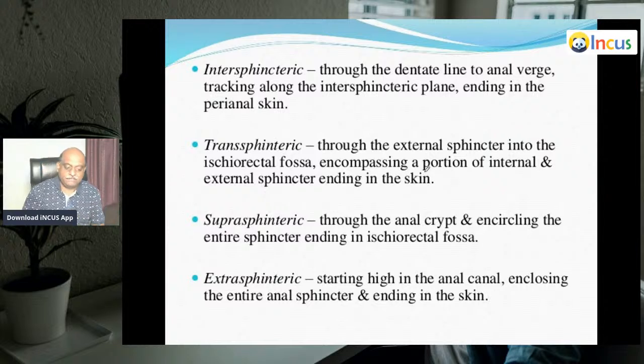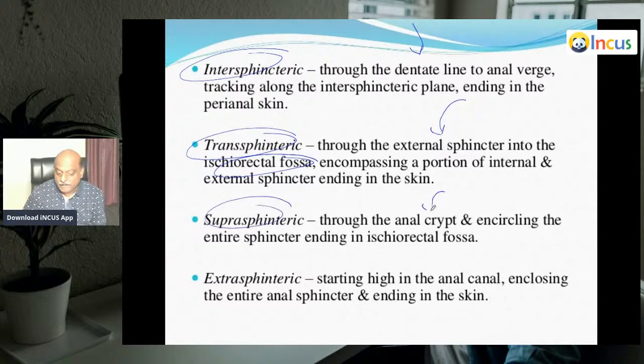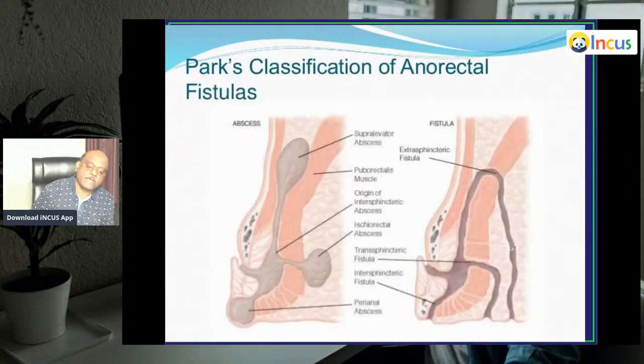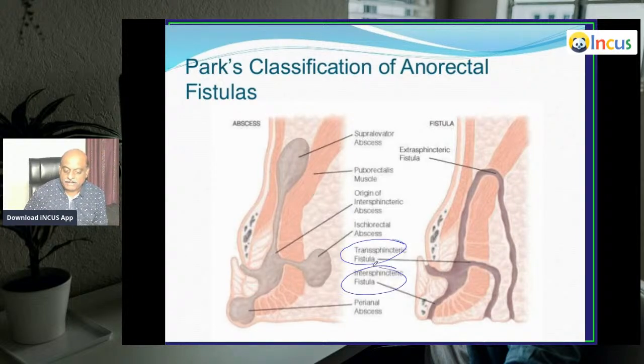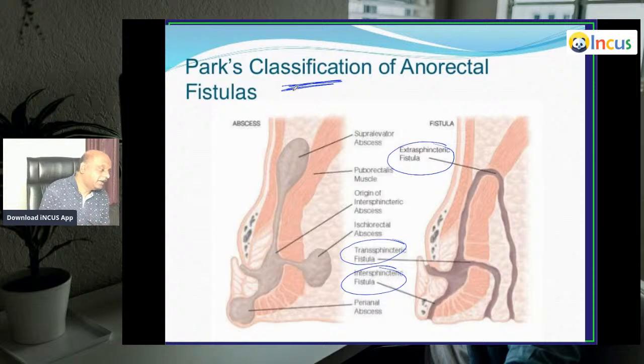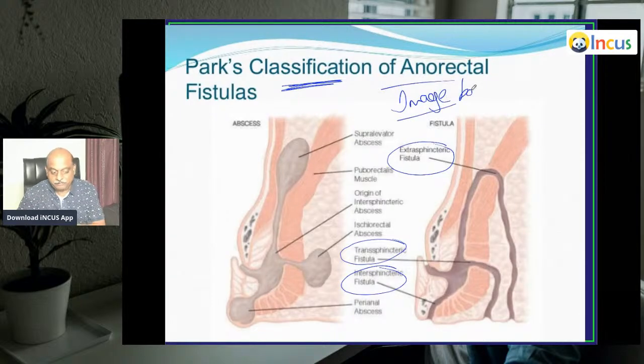So intersphincteric is through dentate line to anal verge, transsphincteric is through external sphincter into the ischiorectal fossa, supra is through the anal crypt and encircling the entire sphincter ending in the ischiorectal fossa is what you need to remember. So transsphincteric, intersphincteric, extrasphincteric, all these parts of the classification of anorectal fistula, you should be 100% sure to recognize tomorrow. Examiner is going to give this as an image-based MCQ.